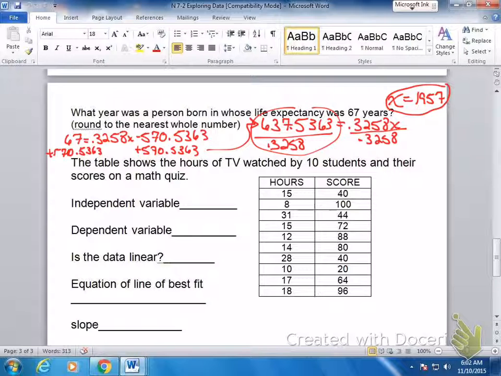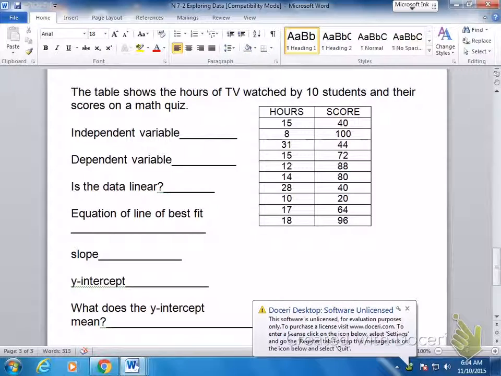All right, guys, so let's go ahead and go to the next problem. This last one says, the table shows the hours of TV watched by 10 students and their scores on a math quiz. So it's going to ask us a few general questions first, like what's the independent variable? Remember, our independent variables are X values. In this case, I'm going to write X there, so remember it looks like it's the hours that you watch TV. Our dependent variable is the Y values, which in this case is the score on the quiz.